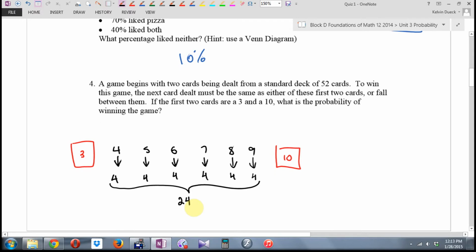I picked a 3. How many 3s are left in the deck? How many 10s? How many winning cards are there in the deck grand total? 30 out of how many cards are left in the deck? Careful, don't say 52.